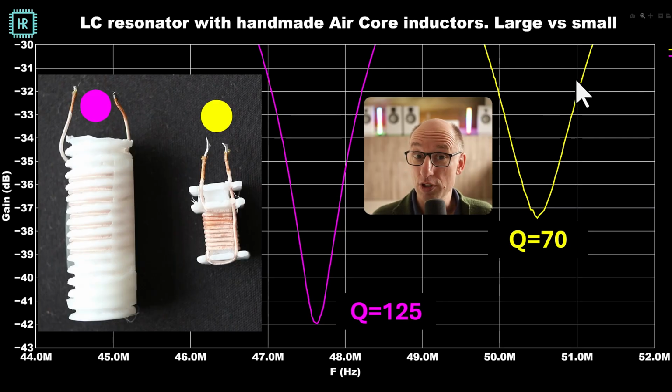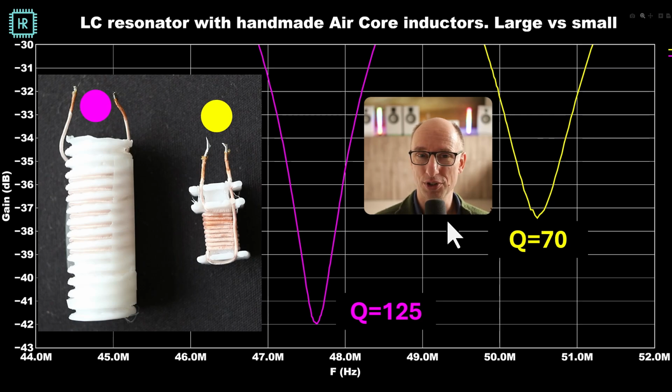So I was curious, would I be able to make something better myself? So I made 2 air core inductors. So the first one I made is this one, and it's basically a 3D printed coil former where I put on windings. When I measured it, I got to a Q of 70, and I was a little bit disappointed why this was so low.